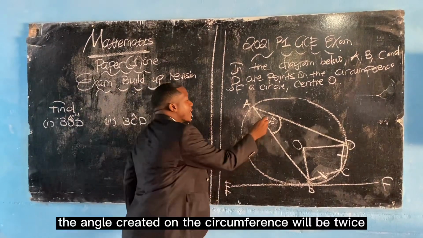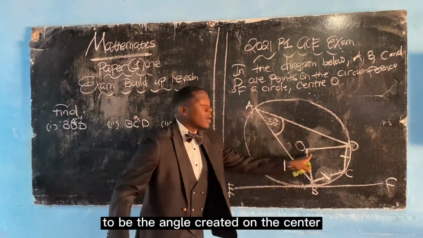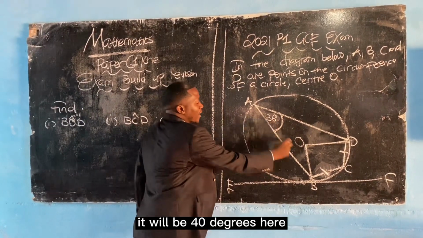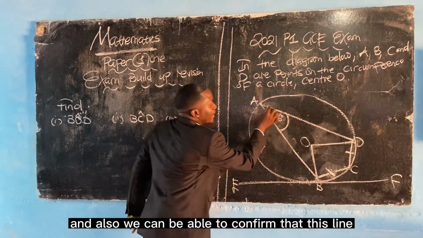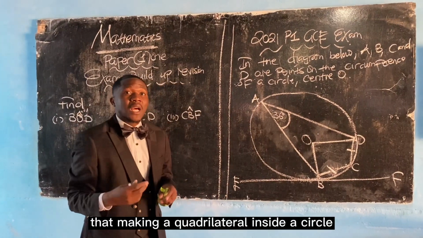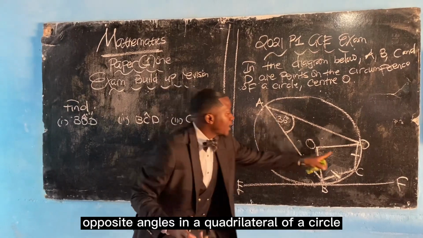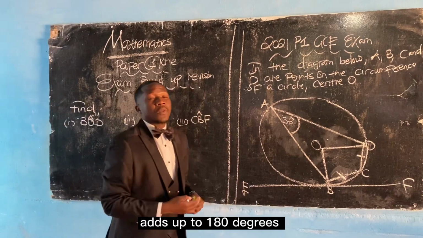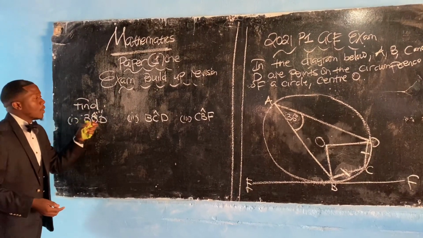And as a result, the angle created on the circumference will be twice the angle created on the center, in the sense that if we have 20 degrees here, it will be 40 degrees here. And also, we can confirm that this line, that line, and that line are making a quadrilateral inside a circle. And as a result, opposite angles in a quadrilateral of a circle add up to 180 degrees. Let's begin. Find BOD.